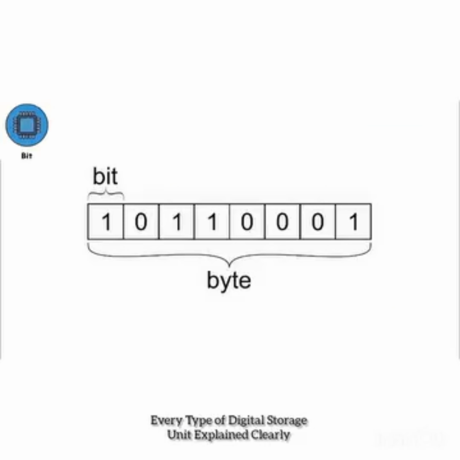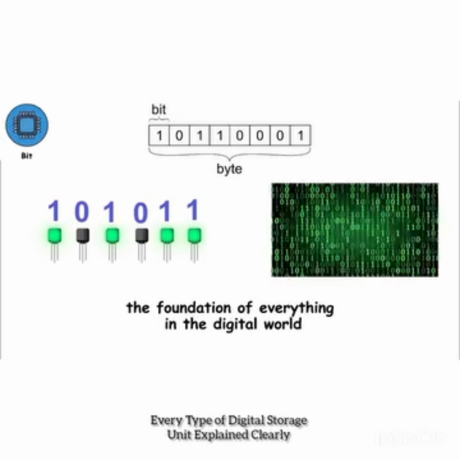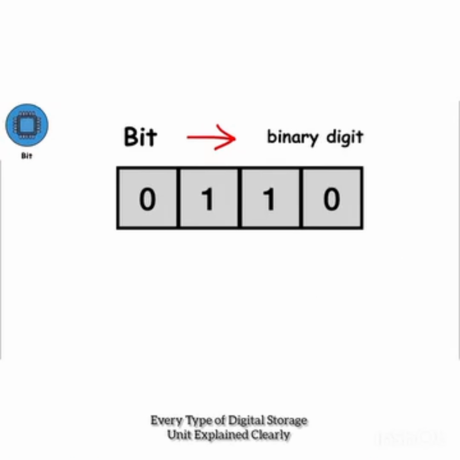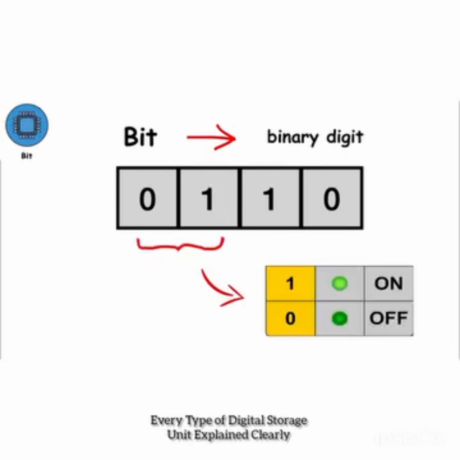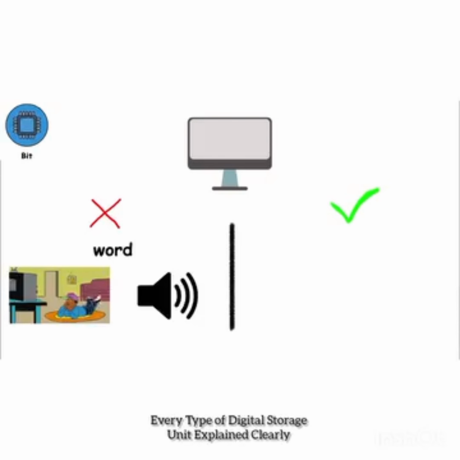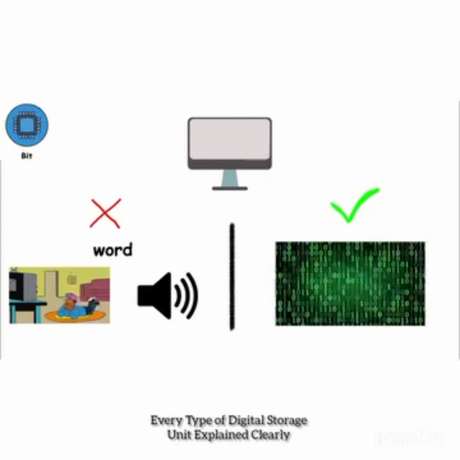Bit. A bit is the smallest unit of digital information and the foundation of everything in the digital world. The word bit comes from binary digit, which means it can have only two possible values, 0 or 1. You can think of a bit like a light switch that is either on or off. Computers do not understand words, images, or sounds the way humans do. Instead, they process and store information using long sequences of bits made up entirely of zeros and ones.